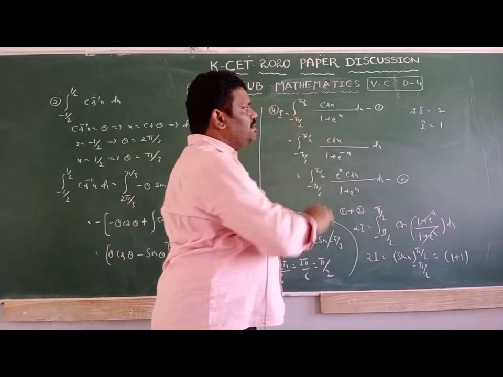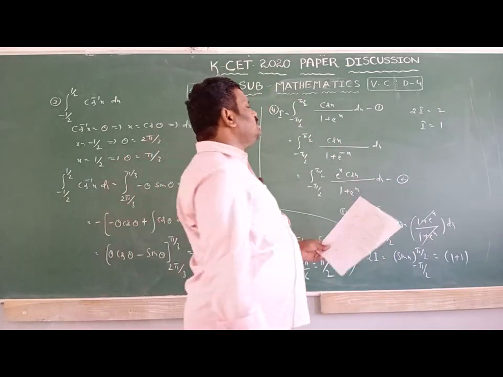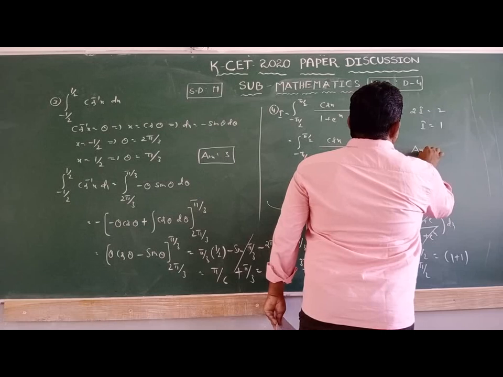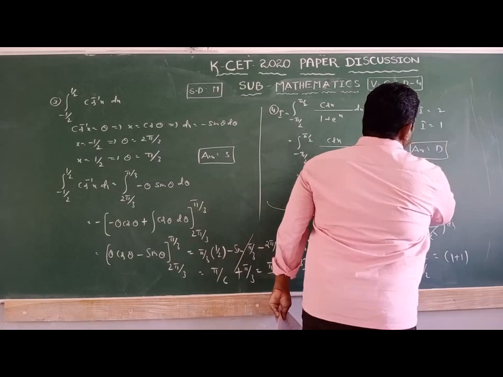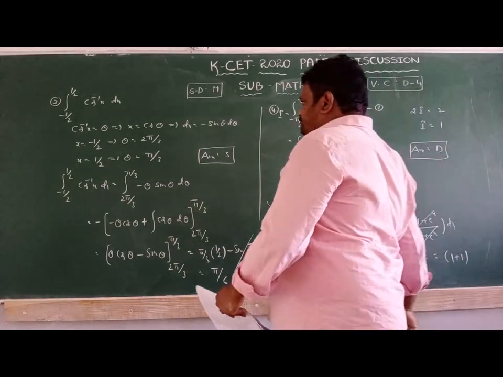I is nothing but the given value. So that's why option D is correct. This answer, option D, is the correct answer. Okay.